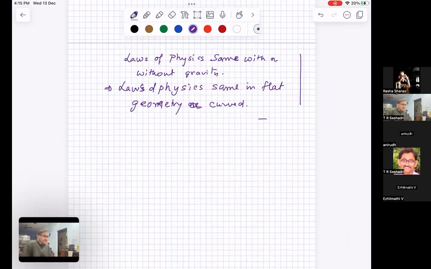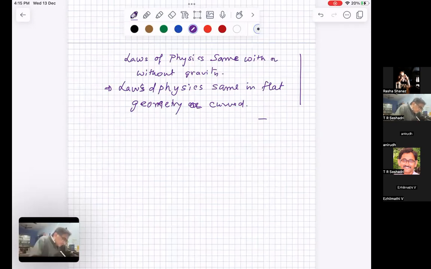We know that in special relativity, you look at time and space as a unified thing. You don't distinguish between them. Okay, let me just make some more points here, which are important.